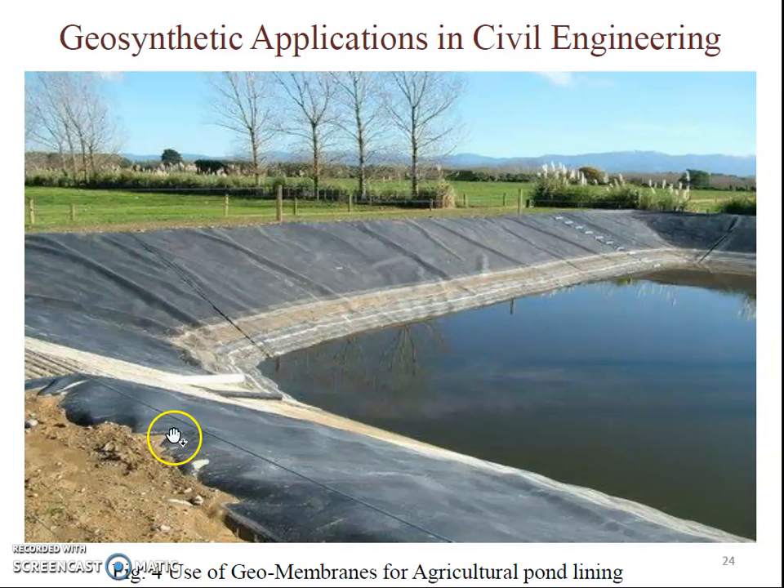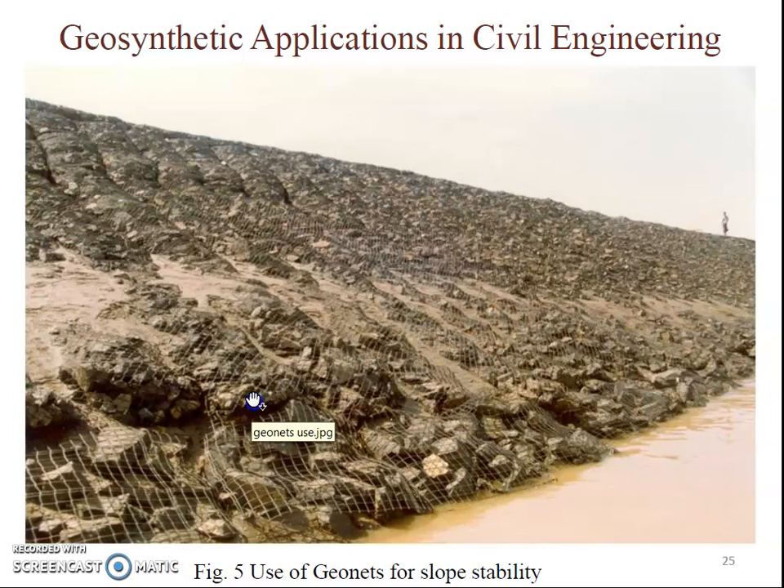This is a very good example of the geomembrane. This is a pond which is constructed for farming purposes, and to store water in the farm, this geomembrane is used. If we look carefully here, this water is retained and it 100% stops the percolation of water.